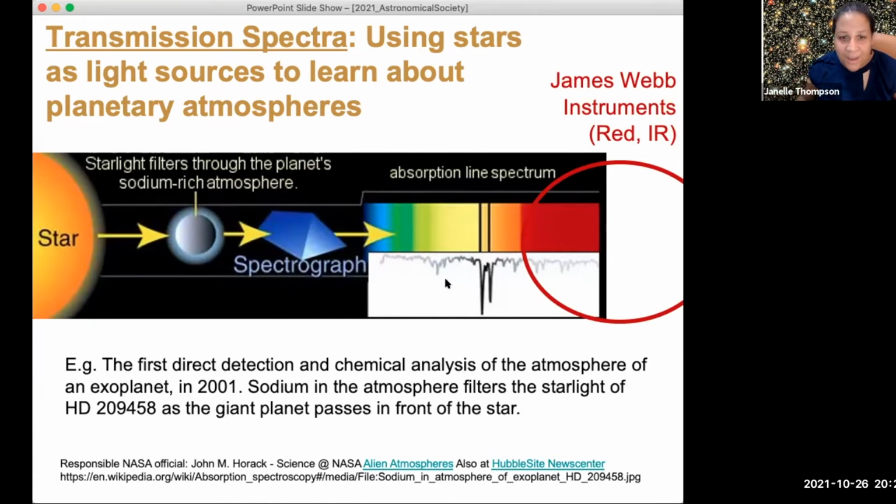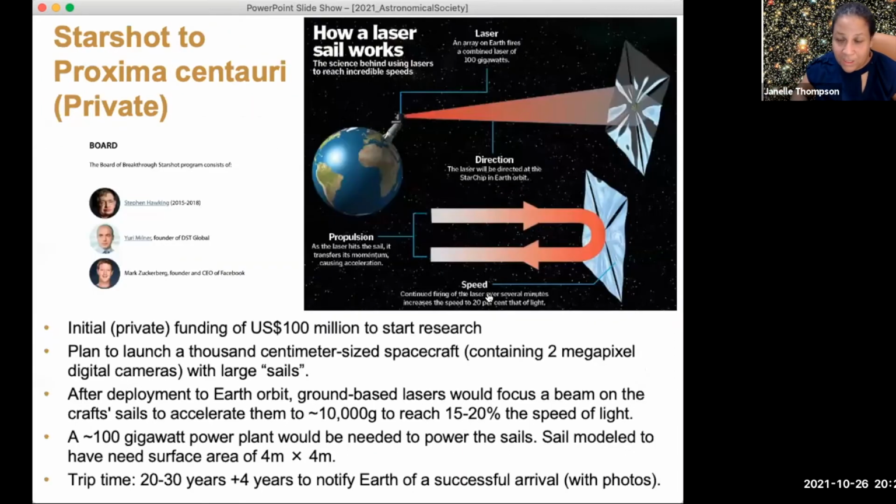And this is just an example of a spectrograph that was obtained as light from a star was transmitted through a sodium-rich atmosphere of an exoplanet, a rather large exoplanet. And then it gave this absorption spectrum when you can normalize it to the signature from the star, and you can see, oh, this planet has an atmosphere that has a lot of sodium in it. So very cool technique and approach.